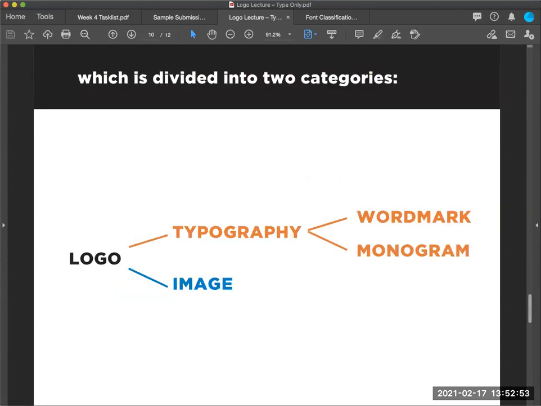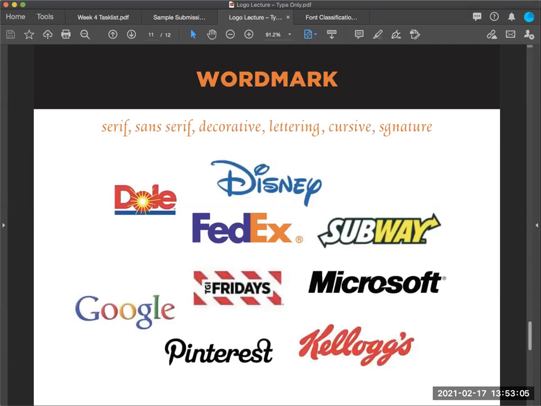The logo mark, when it's typographic, can be further broken down into two categories: the word mark and the monogram. So here's a few other examples of word marks. You're seeing everything from a script or cursive typographic design like Disney and Kellogg's and Pinterest, but you're also seeing word marks that are based on a typeface, or sans serif italic. This is like a new house. You can see a block sans serif or a serif.